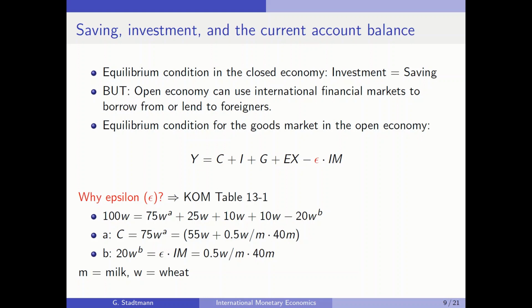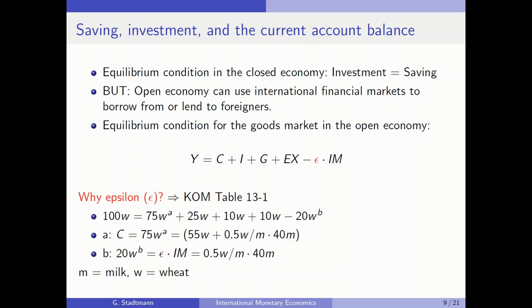So we have to make the milk units and the wheat units comparable, and therefore we need the real exchange rate. And here the real exchange rate is equal to 0.5 units of wheat for 1 unit of milk. So the 40 milk units the private households are consuming have the same value as 20 units of wheat. Therefore, the value of consumption is equal to 75 units of wheat.